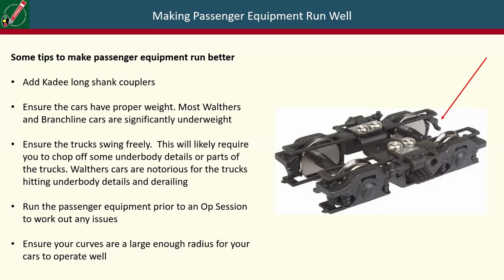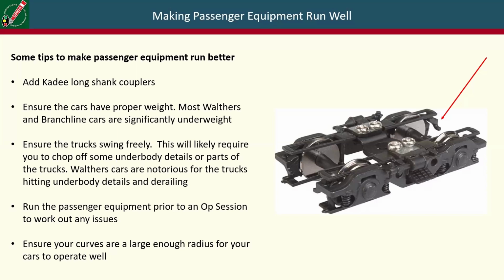Just make sure the cars have the proper weight. A lot of Walthers or Branchline or other passenger cars are extremely light, especially if you want to run them with brass passenger cars. Brass passenger cars are significantly heavier than Walthers passenger cars. So if you want to run them together, you're going to have to add weight to the Walthers passenger cars or the Branchline cars.